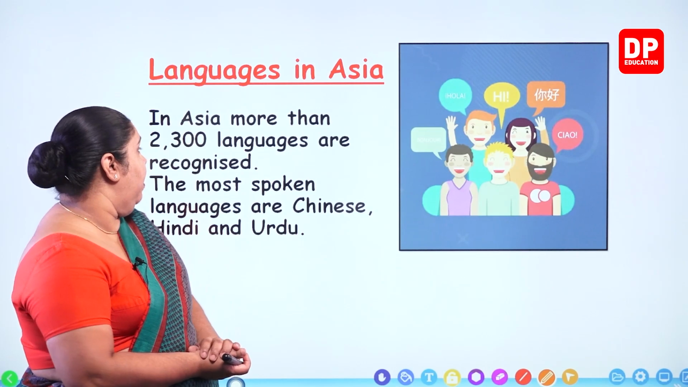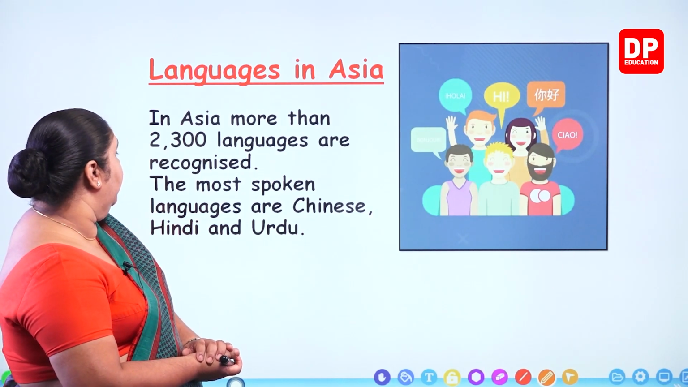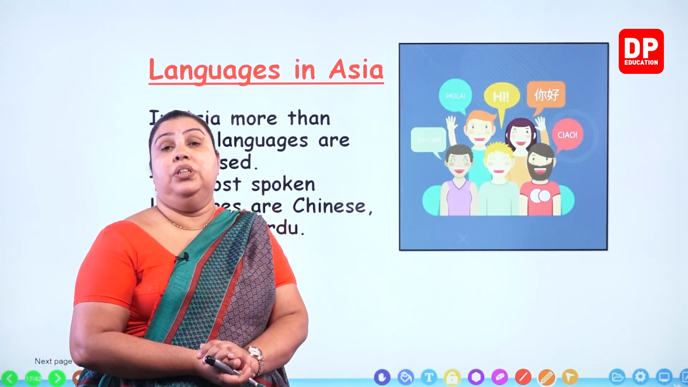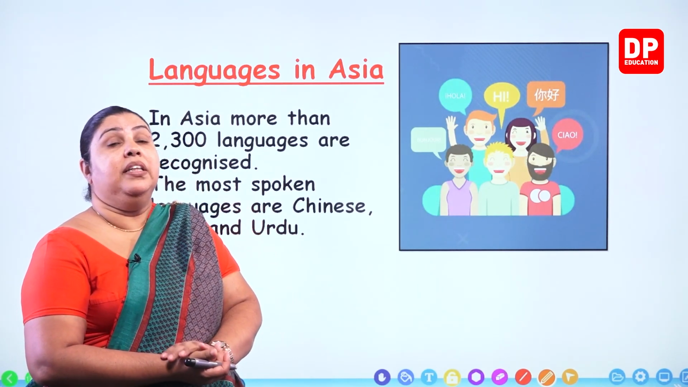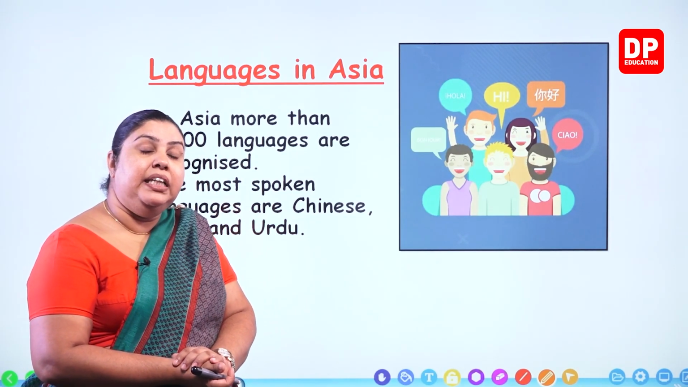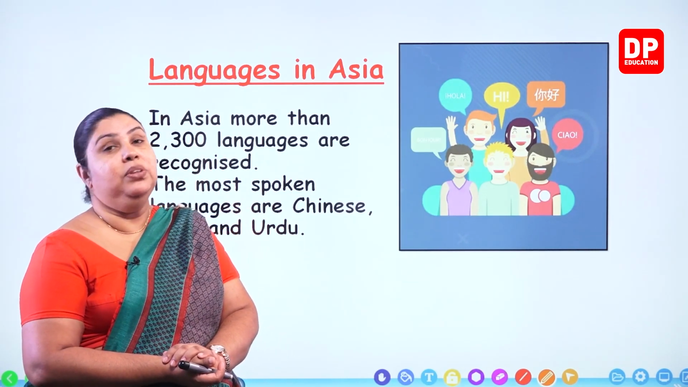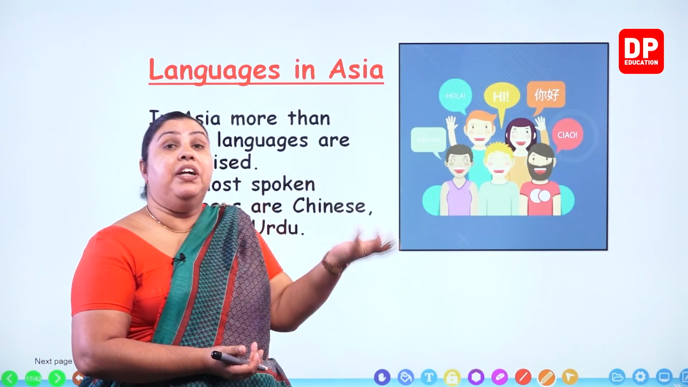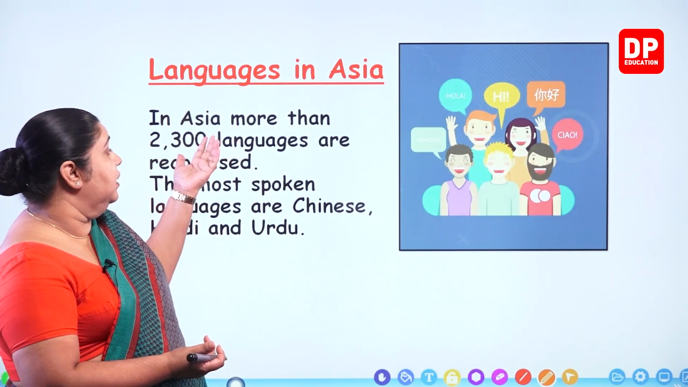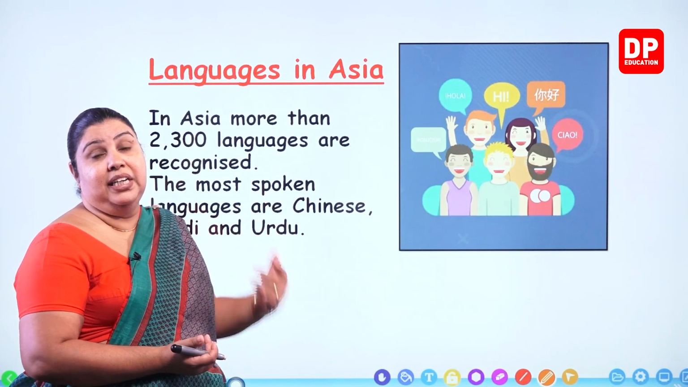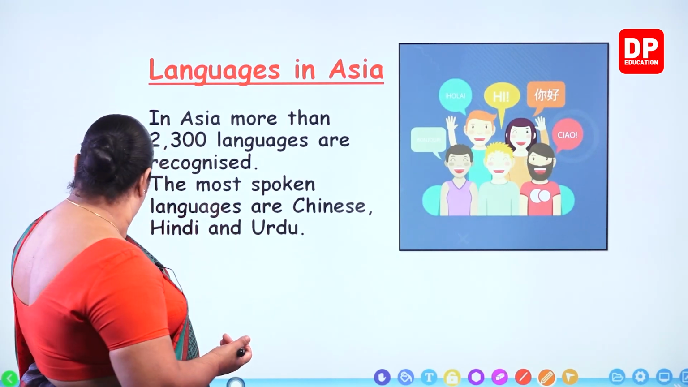2,300ක් විතර භාෂා පාවිච්චි වෙනවා. The most spoken languages are Chinese, Hindi and Urdu. චීන භාෂාව තමයි වැඩියෙන්ම ආසියාවේ පාවිච්චි කරන භාෂාව පුතේ. ඊට අමතරව හින්දි, උර්දු කියන භාෂාවනුත් ආසියානු මහද්වීපයේ පාවිච්චි වෙනවා. So they speak different languages. There are 2,300 languages, but mostly used languages are Chinese, Hindi and Urdu.